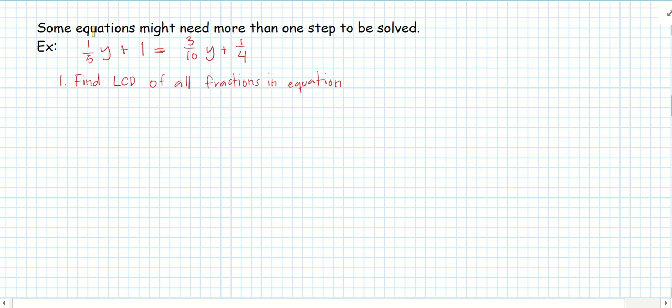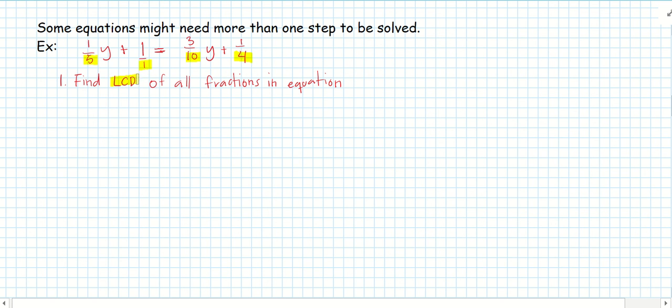So we can see that for the denominators we have a 5, we have a 10, and we have a 4. Now this 1, I'm just going to go ahead and put a 1 over 1 just to say that a 1 is also a denominator. But 5, 10, and 4 are the specific ones that are actually going to help us find that LCD. 1, it's not really going to change the values of anything else, right?